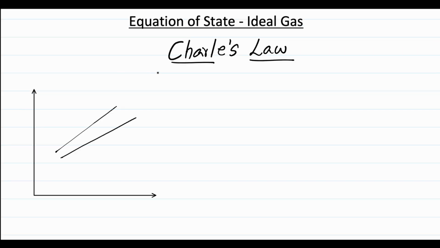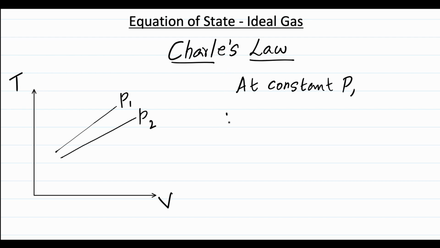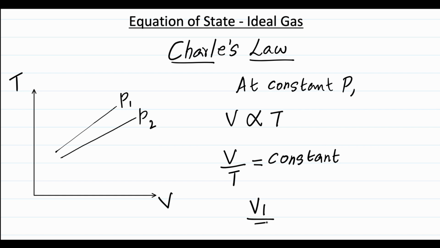To understand Charles' law, we can take a look at this diagram. This is a temperature-volume diagram, and these lines are isobars or constant pressure lines. Charles' law states that if any gas is heated at constant pressure, its volume changes directly as its absolute temperature T. So we can say at constant pressure V by T is equal to a constant, or if there are two states, state 1 and 2, we can write V1 by T1 is equal to V2 by T2.